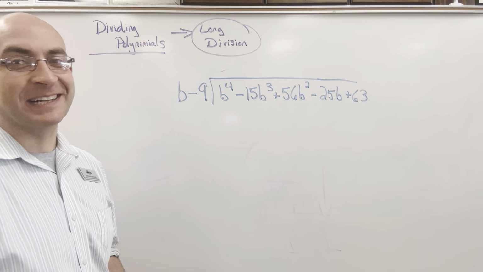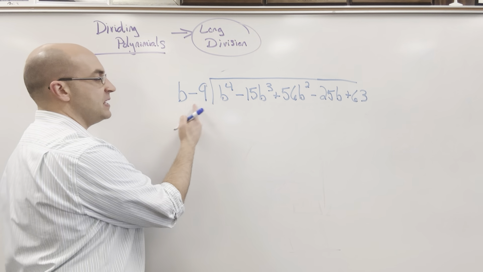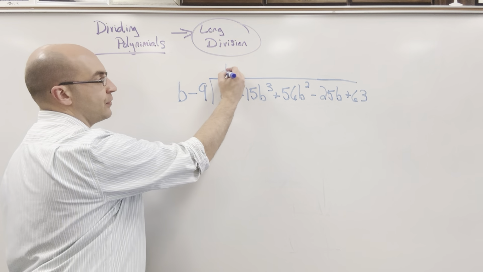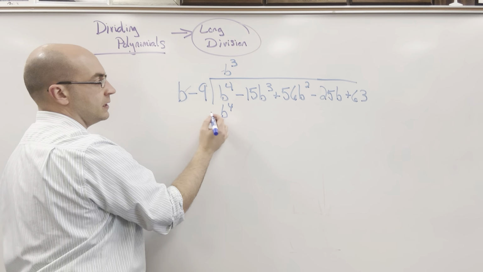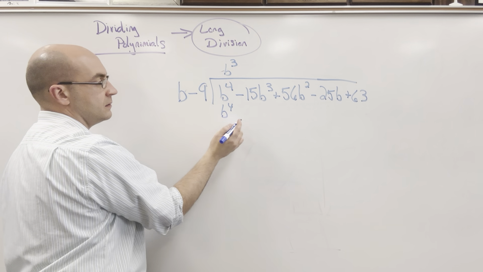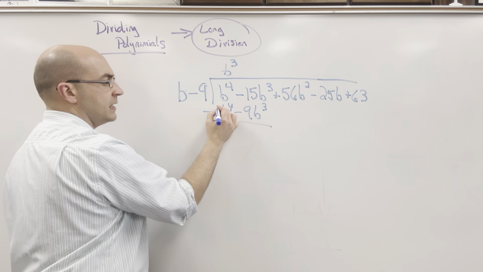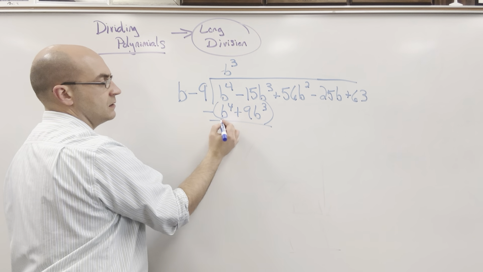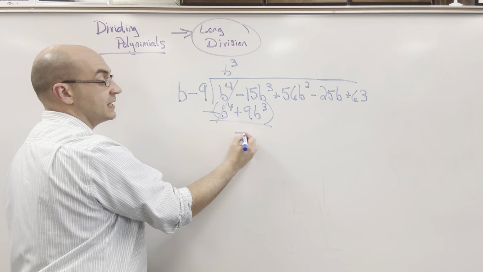I'm just going to talk. I'm going to work it out for you. How many times does b fit into b to the fourth power? B to the third. Multiply it back out, distribute, right? So b to the third times b, and b to the third times negative 9. Minus, change the sign, negative 6b to the third. B fits into negative 6b to the third, negative 6b squared times.